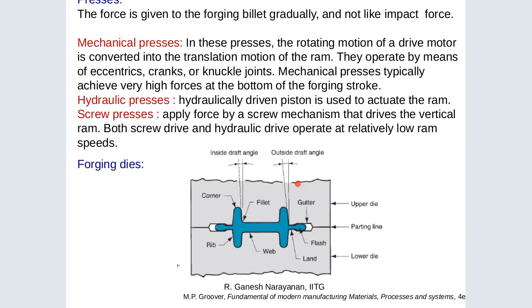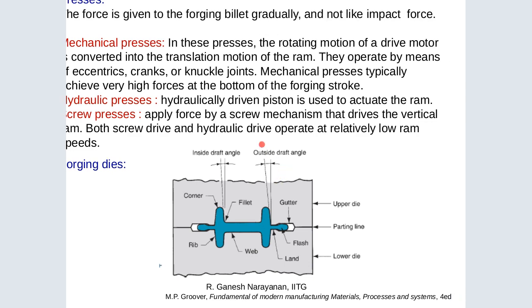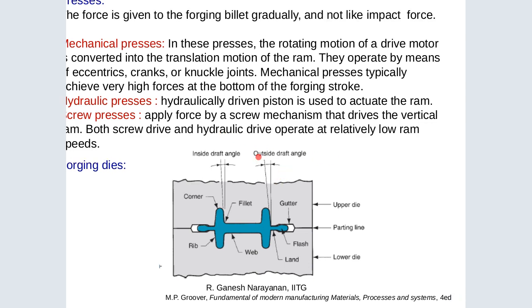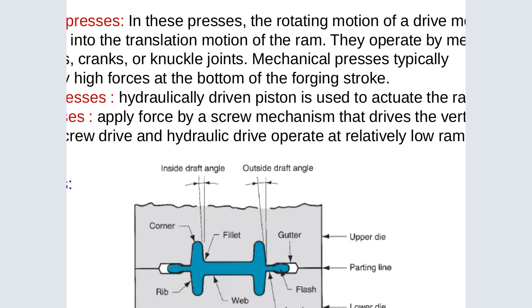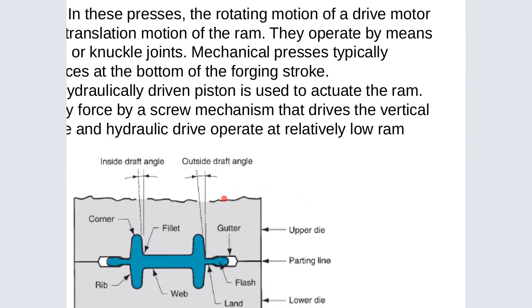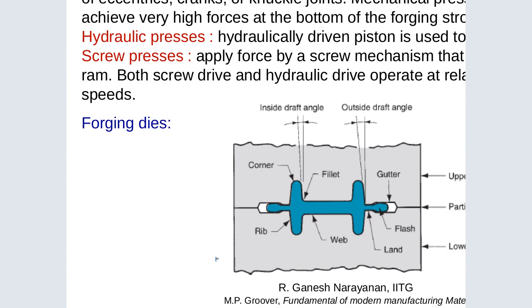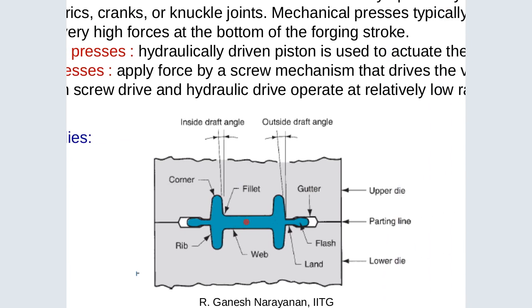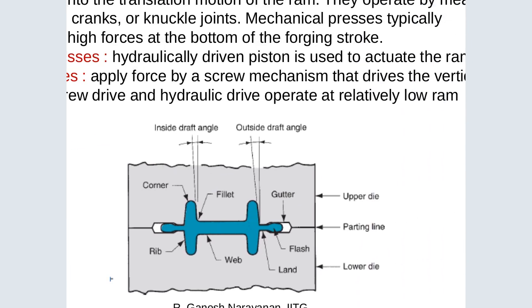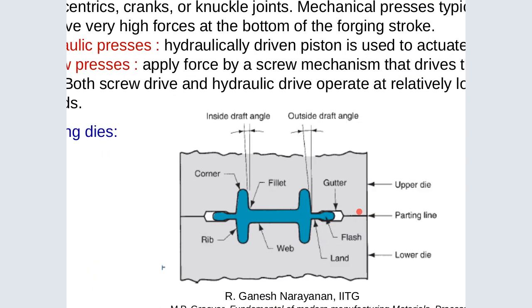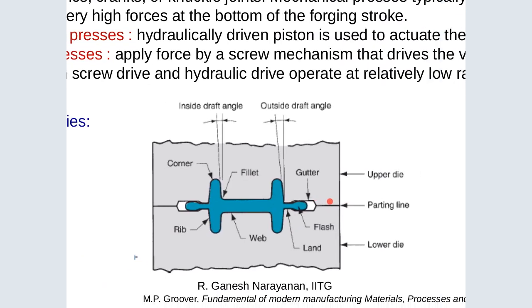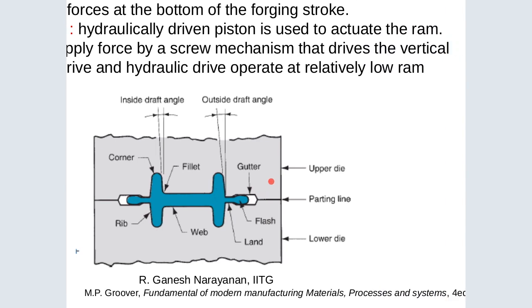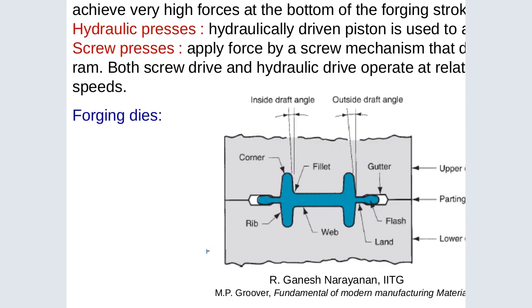We also have the hydraulic press, which uses hydraulic pistons. A hydraulically driven piston is used to actuate the ram. And we also have the screw presses. They apply force through a screw mechanism that drives the vertical ram. Both screw driven and hydraulic driven presses operate at relatively low ram speeds.